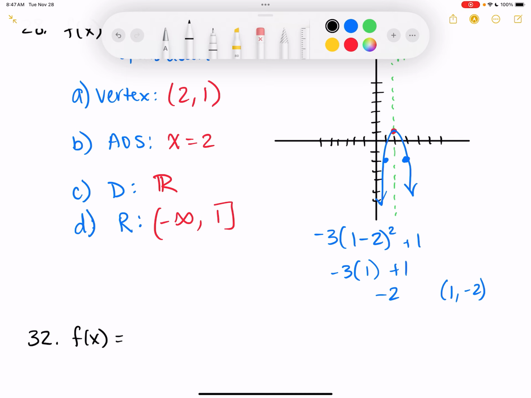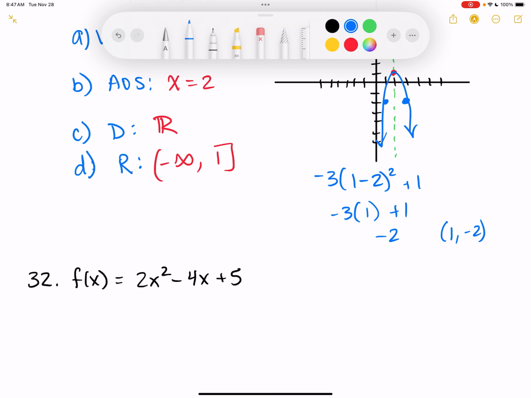F of x equals 2x squared minus 4x plus 5. So this one is going to require us to do something a little different. This one is not in vertex form. So we're going to use a different method of finding h if we are not given it in vertex form. So h is going to be the x value, k is going to be the y value. We're going to do minus b over 2a, and that's going to give us h. So a, b, and c are the letters.